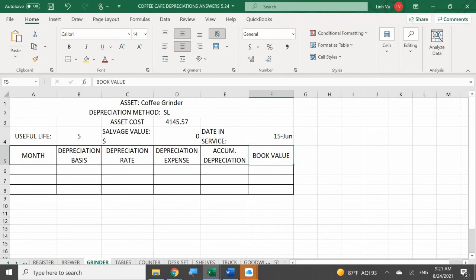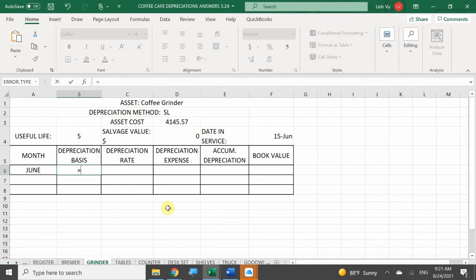This is at the half point of the month. So in this case, you are using it for technically more than half the month. So you are going to depreciate it for the month of June. Okay. So what's my depreciation basis going to be?